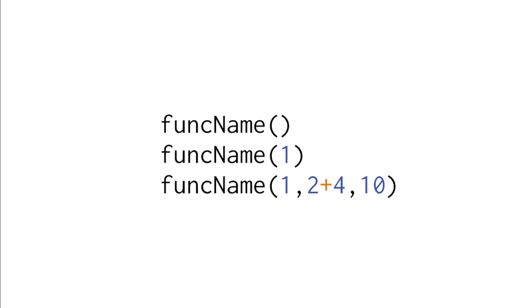Functions can take in any number of arguments including 0, and it's important to note that Python computes the values of these arguments before calling the function. So here I'm calling funcName with 0 arguments. Here I'm calling funcName with 1 argument, and that argument is 1. Here I'm calling funcName with 3 arguments. The first argument is 1, the second argument is 2 plus 4, or 6, and the third argument is 10.